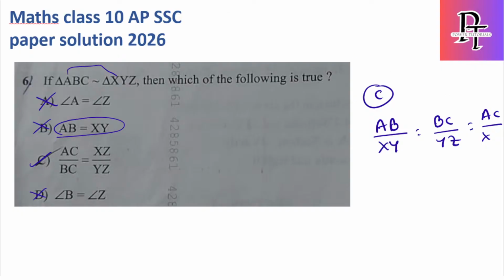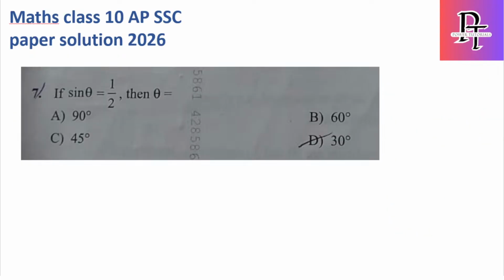What is the other condition for similar triangles? All the corresponding angles will be equal. That is, angle A will be equal to angle X, angle B will be equal to angle Y, and angle C will be equal to angle Z. Okay. Let's move to the next one.